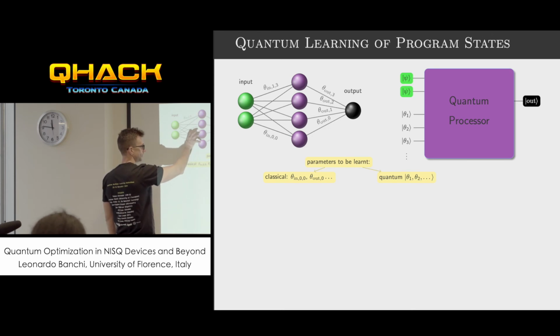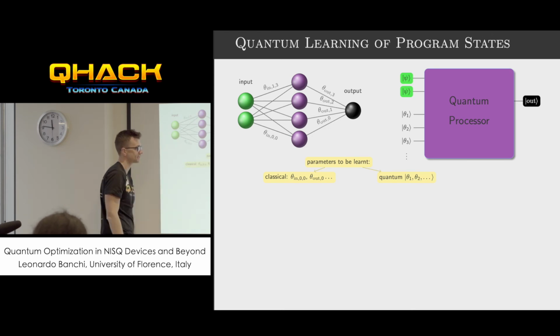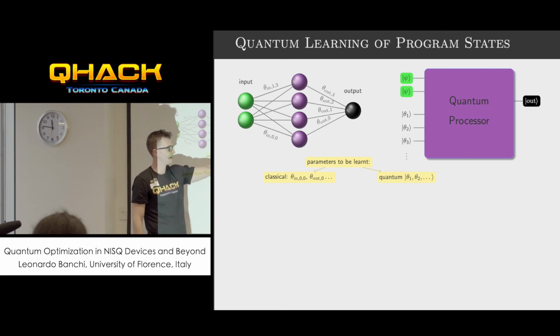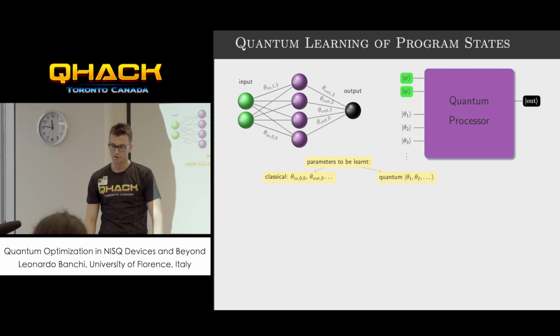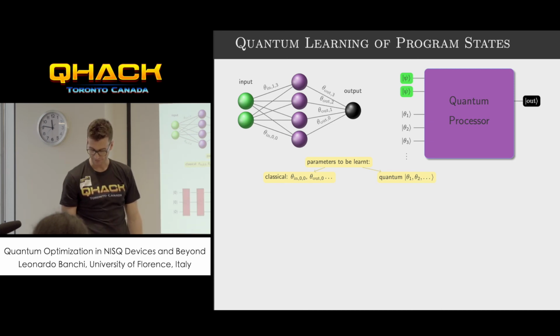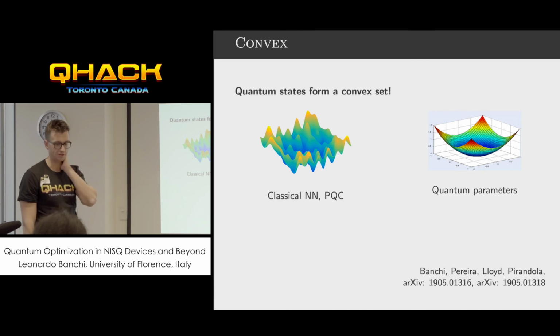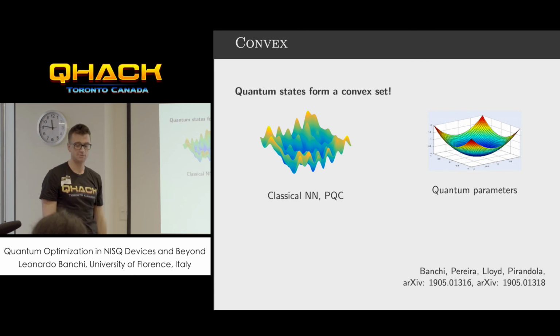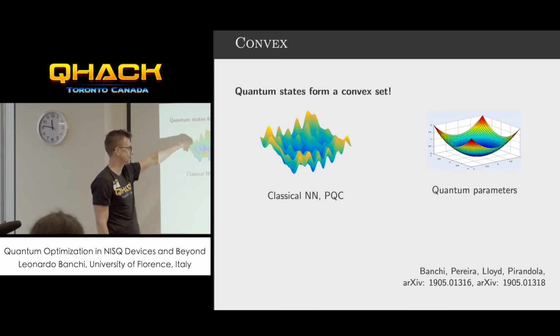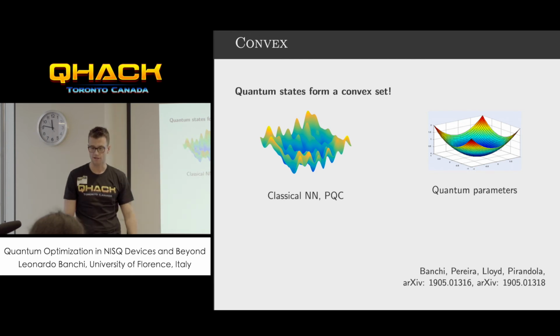Again, you are training. The goal for training is to learn these classical parameters. Now, if you use this processor, then the goal is to learn this quantum state here. And if you do that, one of the very simple things that you get for free is that quantum states are a convex set. So when before you had a cost function which looks like this, when you have quantum parameters, everything is nice and convex.